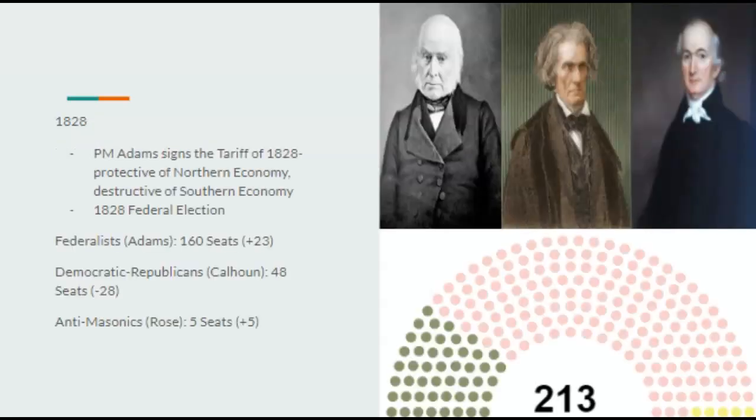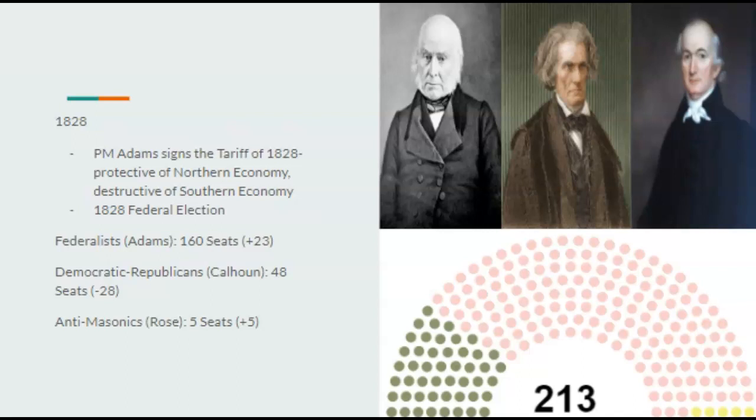1828, however, Prime Minister Adams does sign the Tariff of 1828, which is very protective of the northern economy. However, it is very destructive of the southern economy, and due to this, it kind of helps the Federalists down in the election because of the Democratic Republicans nominating John C. Calhoun of South Carolina as the leader of the party, which is seen in a very negative light in the mainstream. John C. Calhoun would be seen as too radical and would give rise to the Anti-Masonic Party, which would be led by Robert Rose of New York, who would help the party gain 5 seats in Congress.